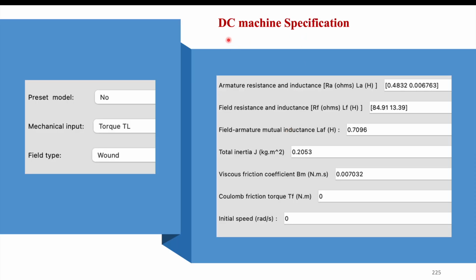Here you can see the DC machine specifications, the armature resistance as well as the inductance. All these values are given and these parameters we are using during the simulations. If you are interested in EV systems, battery modeling or regenerative braking simulations in Simulink, this video is perfect for you. Let's go to the Simulink environment.